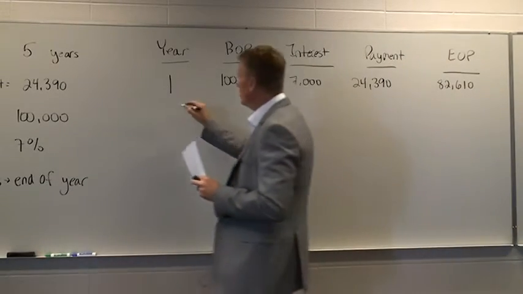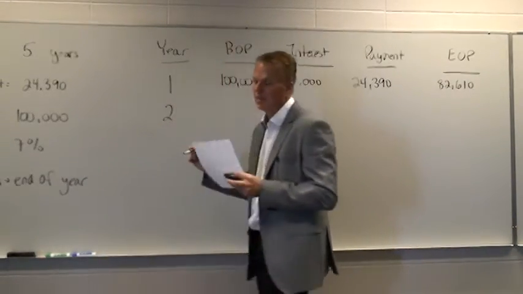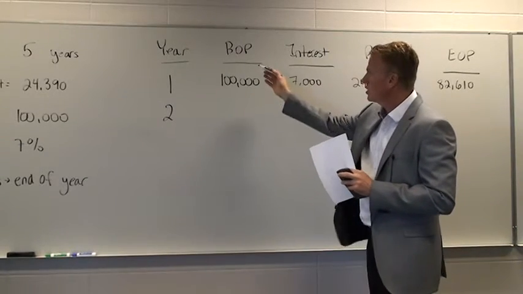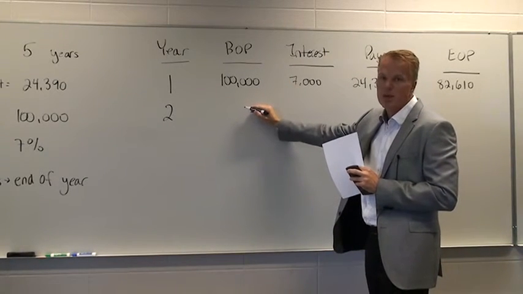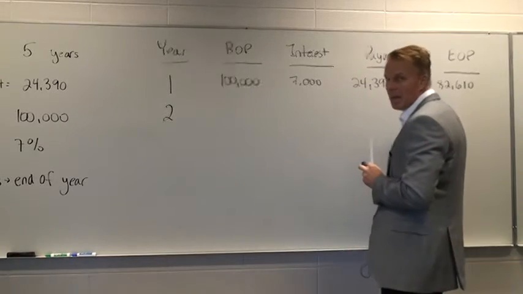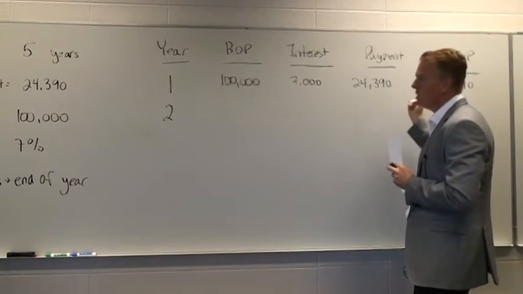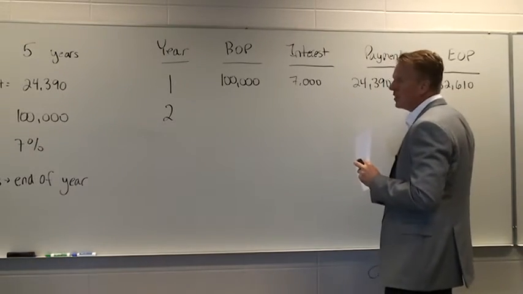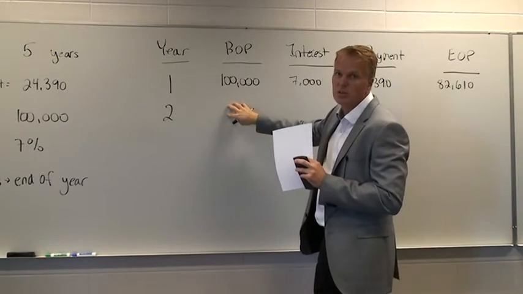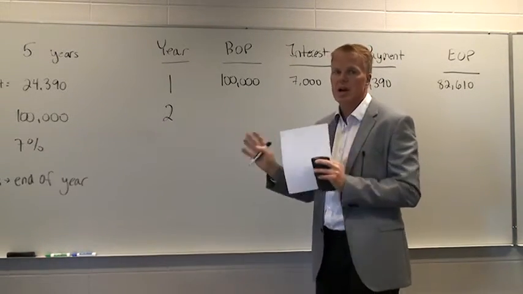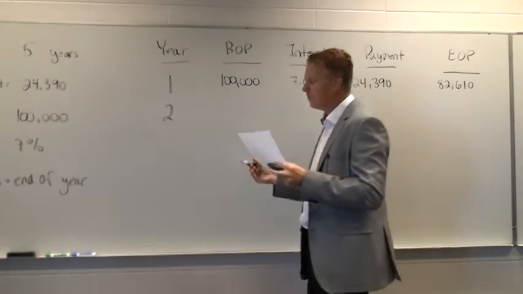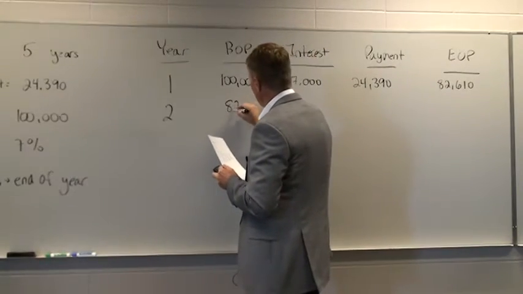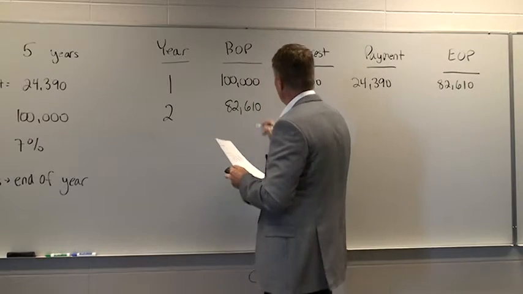So year 2, how do we do that? Well, year 2, our starting amount, our beginning of period amount, will be the end of period amount from year 1. It just basically carries over. Think of it as December 31st, now it's January 1st. No real time has gone by except for 1 day. So our starting amount will be $82,610.